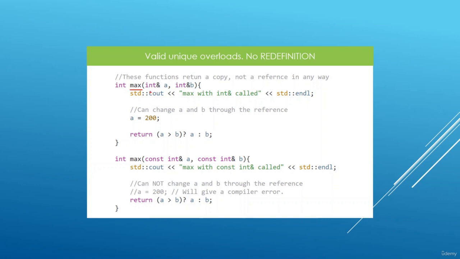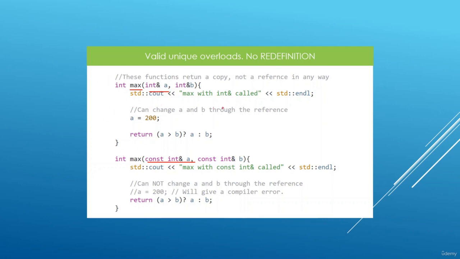And you see that the first overload takes int references and the second one is going to take const int references. Int reference and const int reference are two different types. So these are going to be valid overloads in C++, and we can compile our program with these two guys and it is going to work.